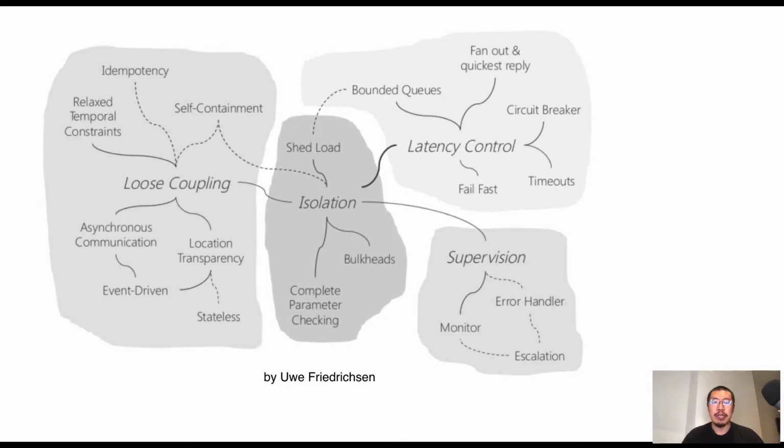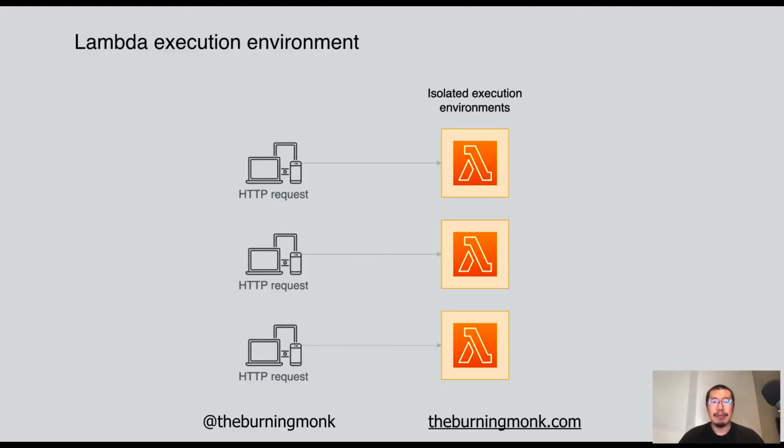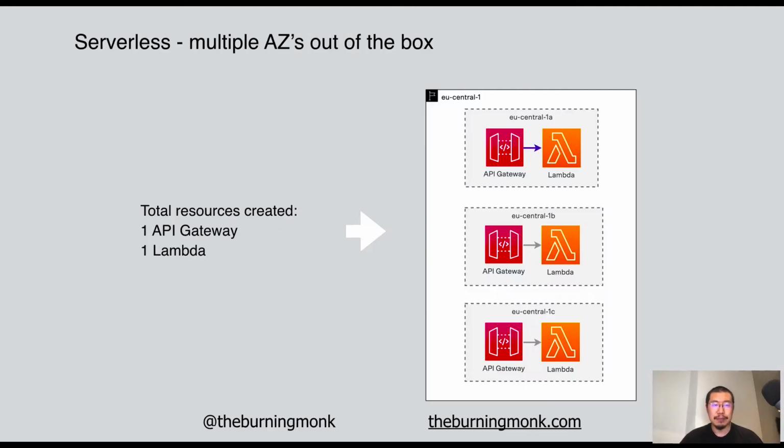So back to building resilient serverless applications. This diagram from Uri Fredrickson highlights 4 broad areas that we should consider when we think about resilience. And it's worth considering that Lambda gives us a lot of resilience out of the box, not least because we have an isolated execution environment for each and every single invocation. So if one user request uses up too much CPU or memory, it has literally no effect on any other user requests. And when you build APIs with API Gateway and Lambda, you get multi-AZ out of the box, as both API Gateway and Lambda deploy your resources to 3 availability zones by default.